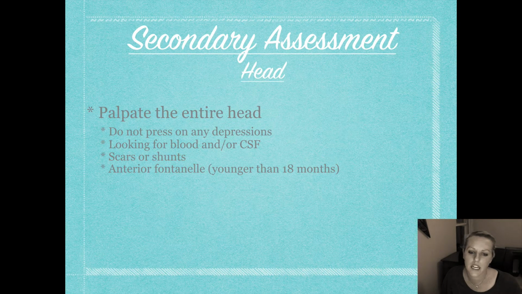Oh, also the anterior fontanelle on those younger than 18 months, so the soft spot on the baby's head. If it's depressed, it's a good sign of dehydration. And if it's bulging, could be a sign of overhydration or ICP.